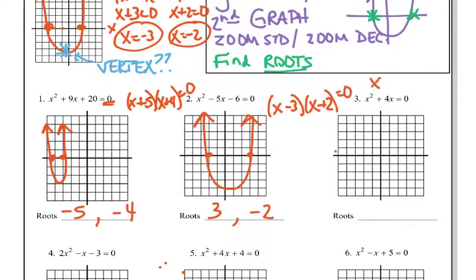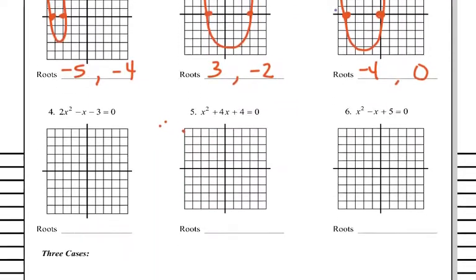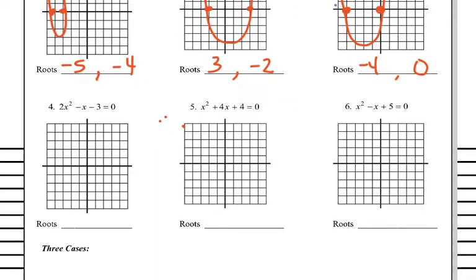Here, if I factor this, I can factor out an x. x plus 4 equals 0, so I get the roots are 0 and -4. Moving on here, 2x squared minus x minus 3. It's a little bit harder to factor: 2x and x, -3 and +1. So I'm going to get the roots of 3/2 or 1.5, I can just estimate that, and -1.